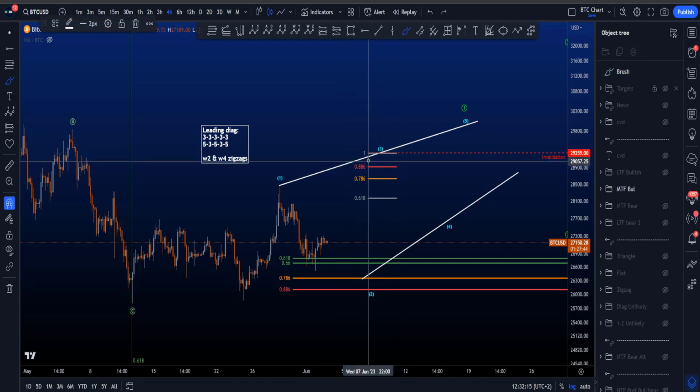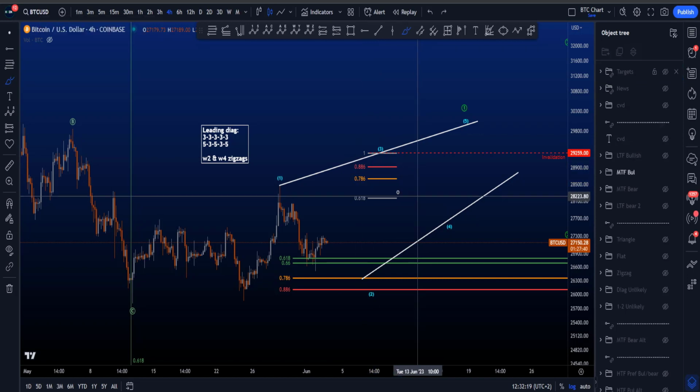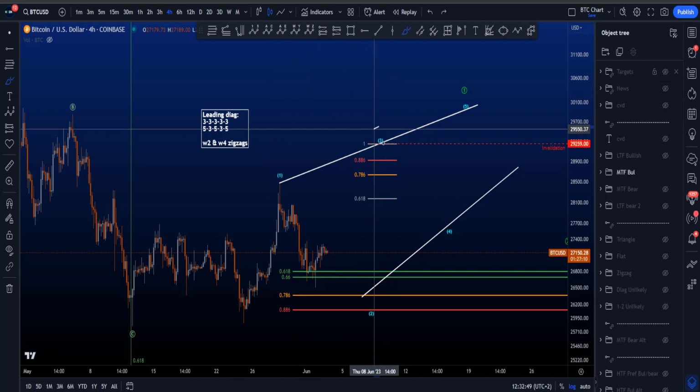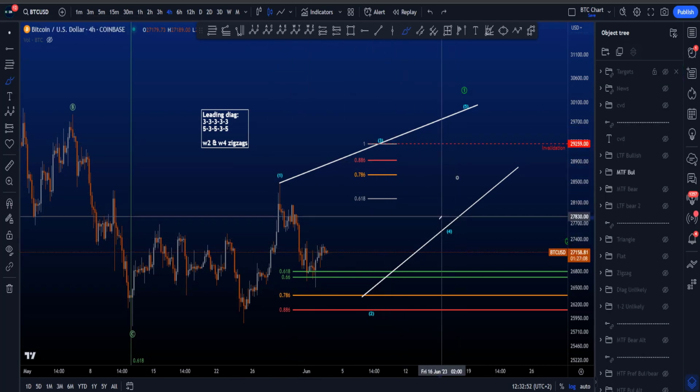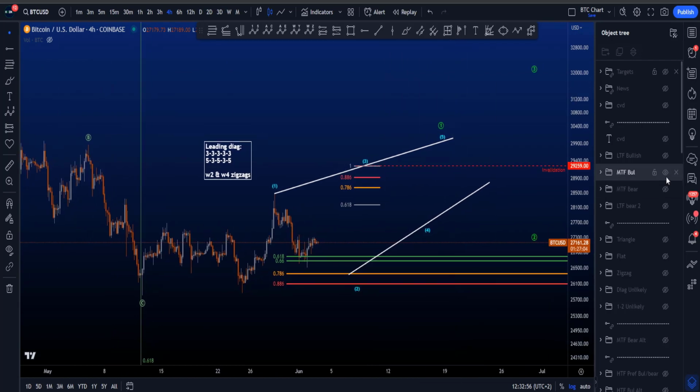This is the invalidation. Most common target for the wave 3 in the leading diagonal is between the 786 and the 886, which is above the high of wave 1. So this is then a wave 3, wave 4 should be a zigzag, and then we have eventually a wave 5. This is, as it stands, still an alternative scenario to me.